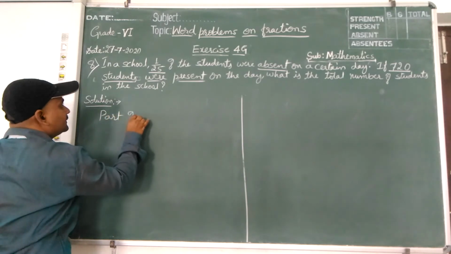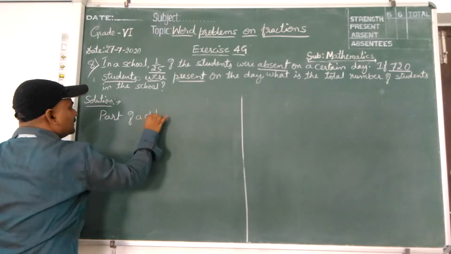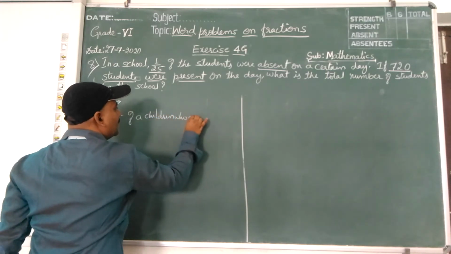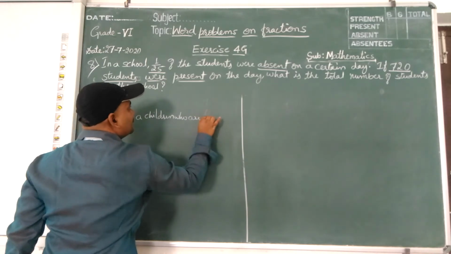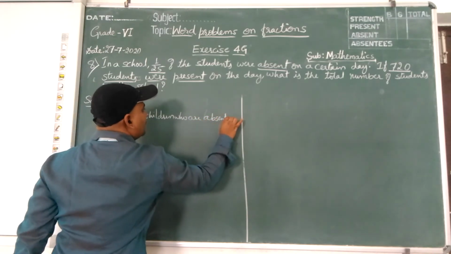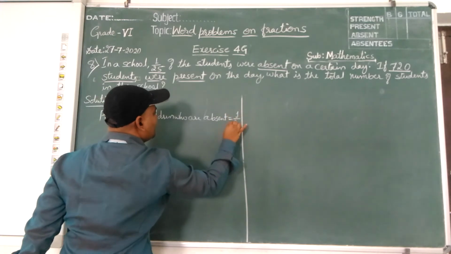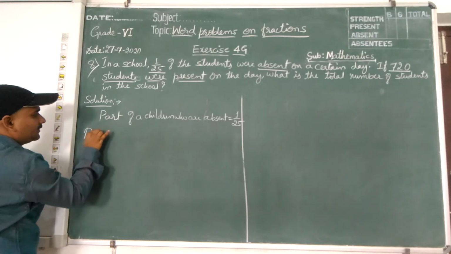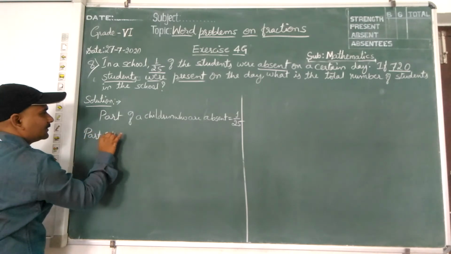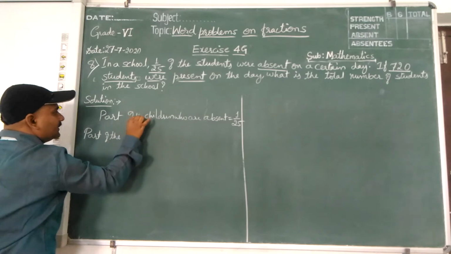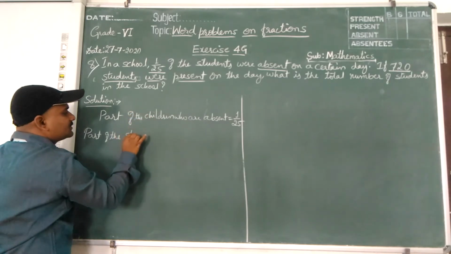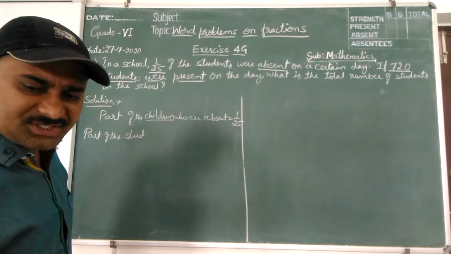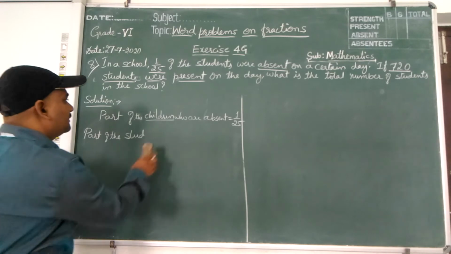Part of the children who are absent is given as 1 by 25. Now we should find out how many part of the students, you can say children, students is mentioned in the question.